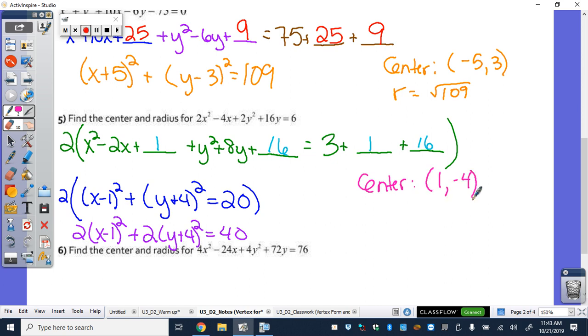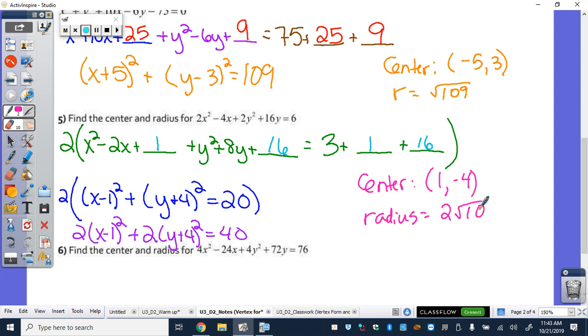So our center is going to be the point 1, negative 4. That 2 out in front does not change that at all. And our radius would be 2 radical 10.